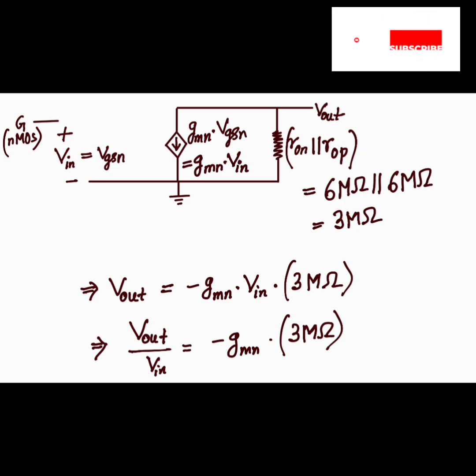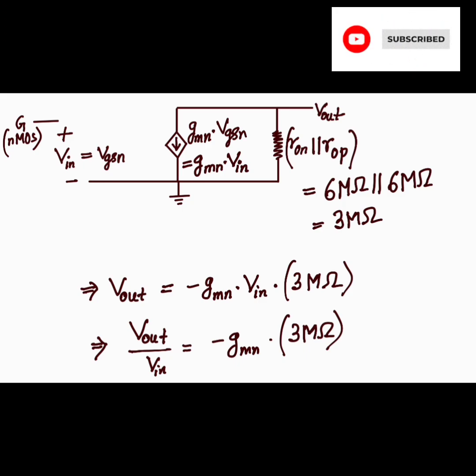For the same voltage, if there are two equal resistive paths, since the voltage is equal across them, naturally double current will flow, so the equivalent resistance is going to be half. So 6 mega ohm and 6 mega ohm connected in parallel give an effective resistance of 3 mega ohm, because double the current will flow, right?